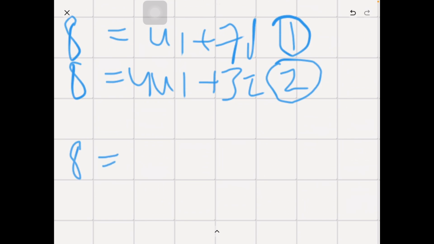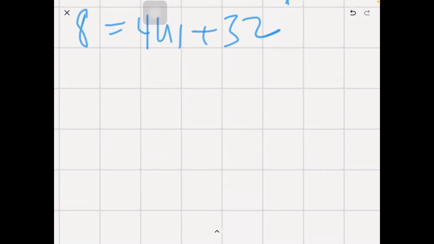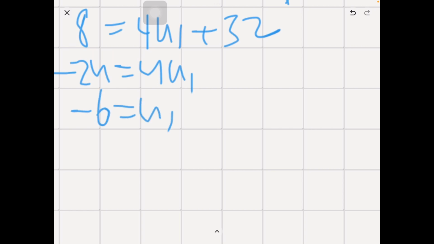So we have 8 is equal to 4U1 plus 32. If we move 32 to the other side, this becomes a minus 32. And 8 minus 32 is 24, or negative 24, I should say. And now we can simplify both sides. So then it becomes negative 6 is equal to U1. And we have found the value of U1 that we needed.